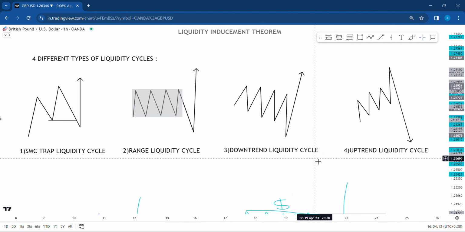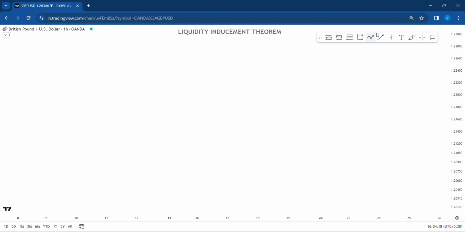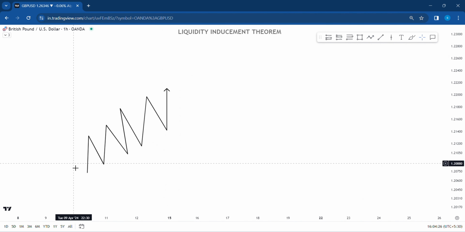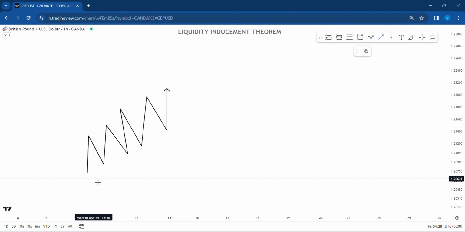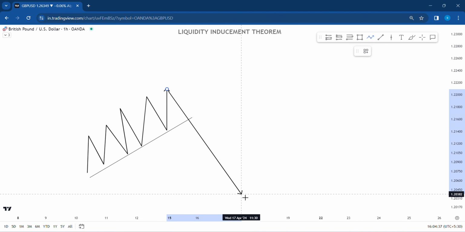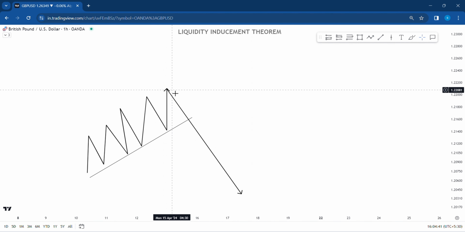Third one is the downtrend liquidity cycle and uptrend liquidity cycle. 99% of the traders in the marketplace will trade the trend line. They will mark some random lines in the chart thinking it's a trend line. So if the price moves like this, they will mark a line and think that if the market breaks this line, the market should go like this. They will assume like this and they will have a lot of sell limits here and stop loss around here.